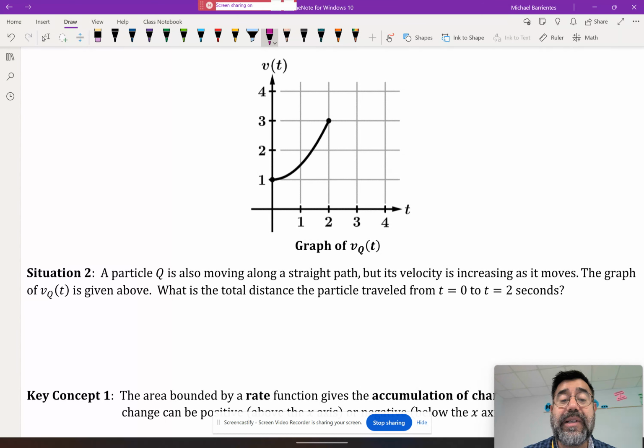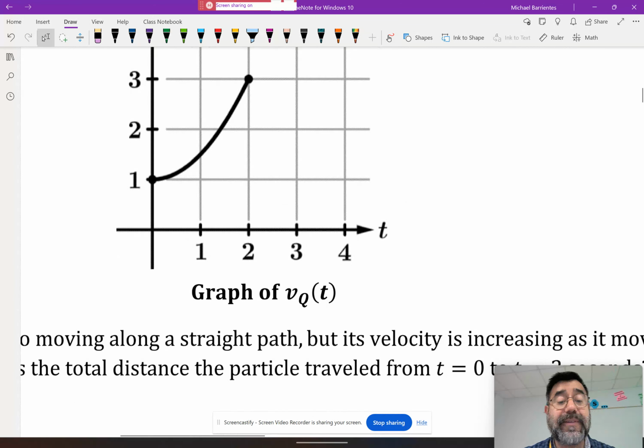Well, now I have an issue because I have a curve in my graph. So I could do a couple of things. I could find some points that I know. For example, I definitely know this point. I think I know this point, and maybe I know this point. So I cannot find the area under the curve exactly. What I could do, though, is find an approximation. I could find an approximation by creating a ginormous trapezoid here.